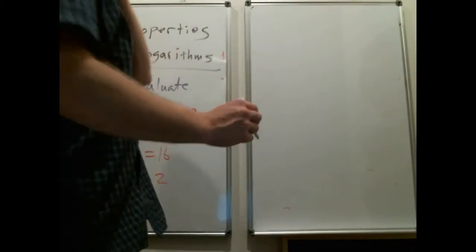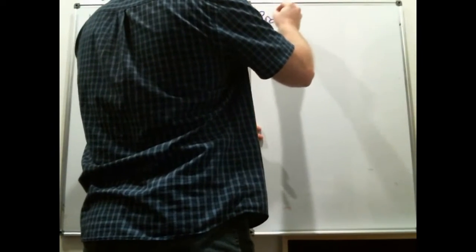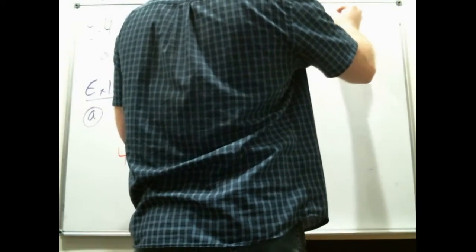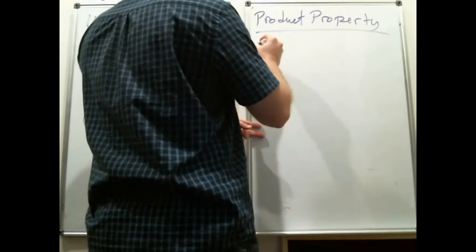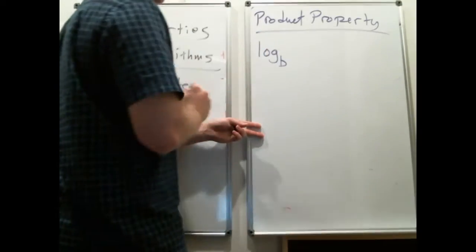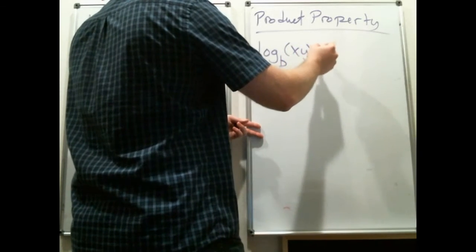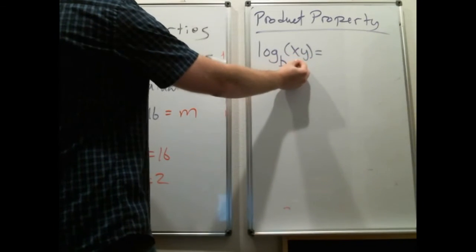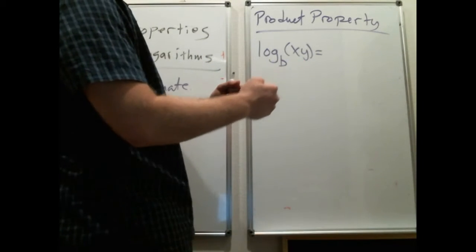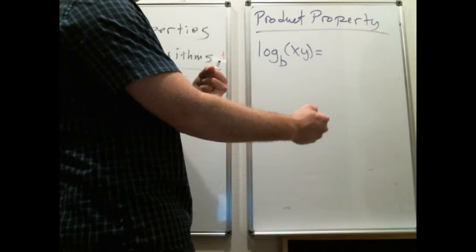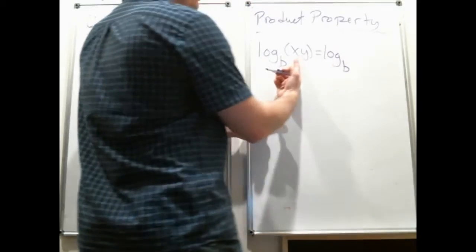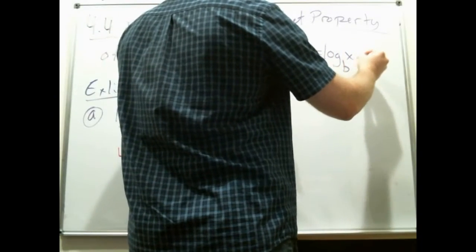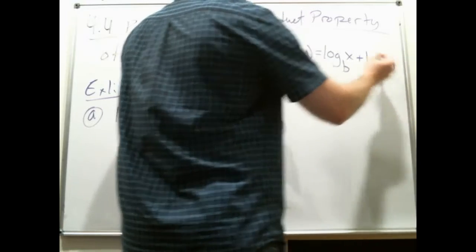So the first property we're going to look at is called the product property. What the product property says is, if you have log base b of x times y, or in other words, two things that are being multiplied together, then you can break them apart and write them as two separate logs and add those two logs together. So you get log base b of the first term, x, plus log base b of the second term, y.